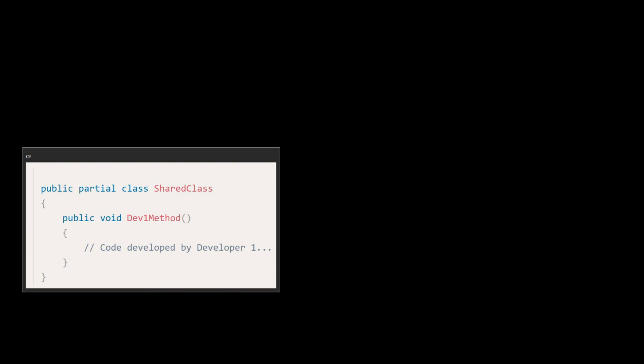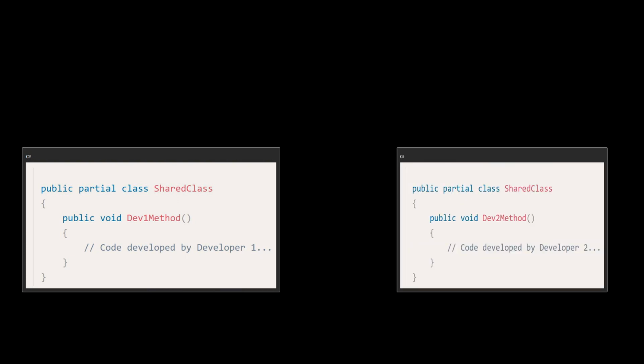In this example, two developers are working on the same shared class, but each of them has their own file. Developer 1 is working on Developer 1 class file shown on the left, and Developer 2 is working on Developer 2 class file shown on the right. The two files will be combined into one class during compilation. As long as the developers are not working on the same methods, there will be no conflicts, allowing for smoother team collaboration.